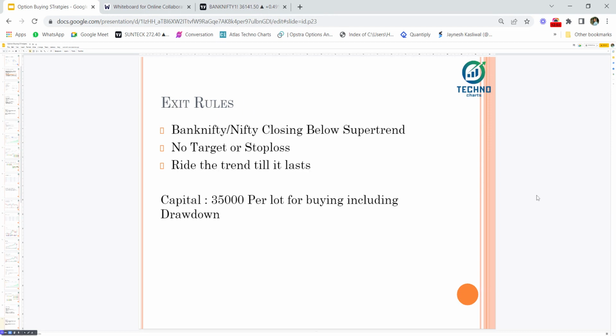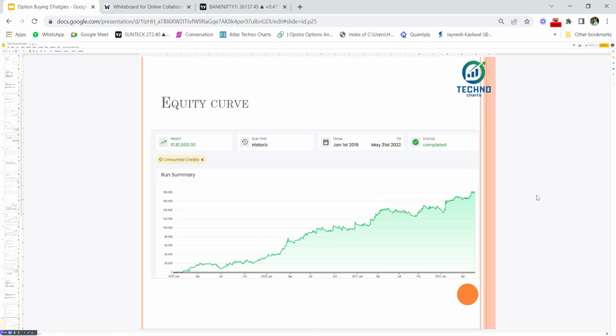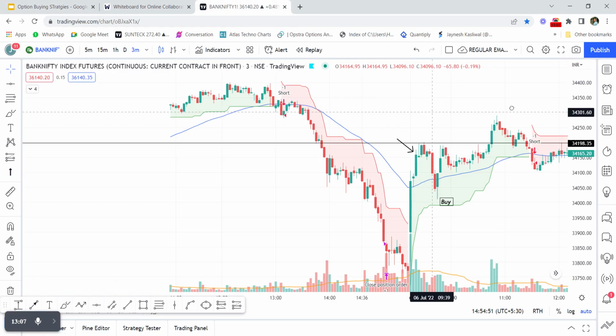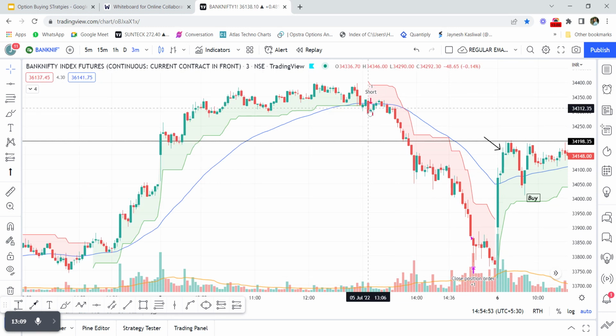So what are the exit rules? The exit rules are the same, where we do not have any kind of target or stop loss. The capital that we require for PE buying would be 35,000 rupees per lot, including the drawdown, right? If we check out the indicator, you will see that we are going to catch the reversals that are happening at the top of the trend, where the indicator gave us a short sign at the top of the trend.